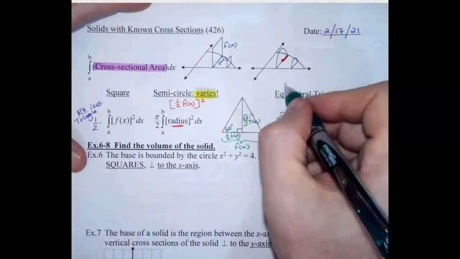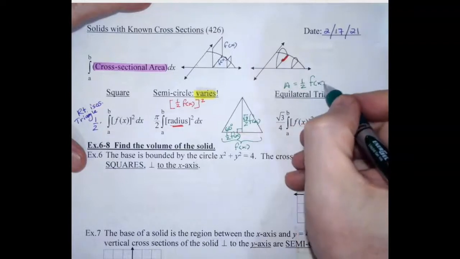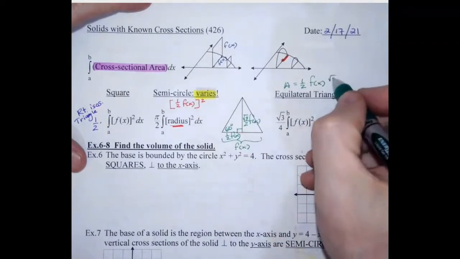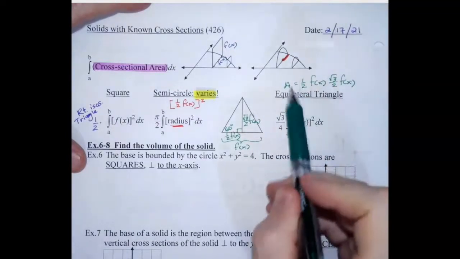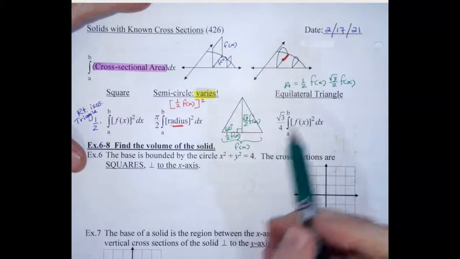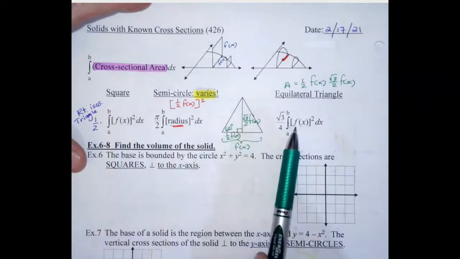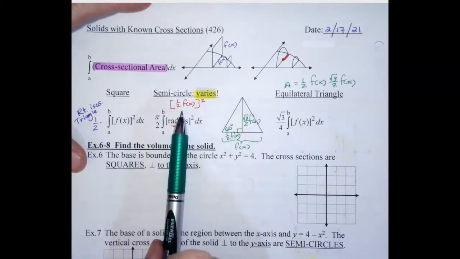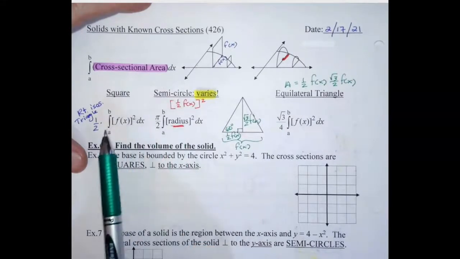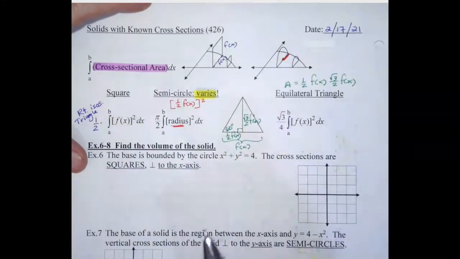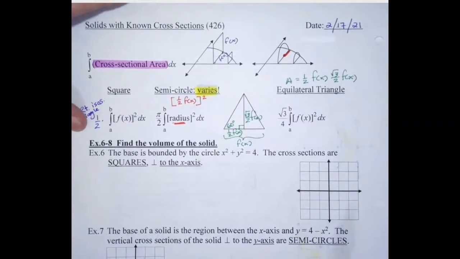And then if we take the area of the equilateral triangle, it would be 1/2 the base times the height. Well, the base is f of x, and the height is √3 over 2 f of x. If we multiply those together, we get √3 over 4 times f of x squared. So in all of these cases, we have the function squared. We may have to modify the function for a semicircle. If we have these memorized, it helps us be able to do the problem.